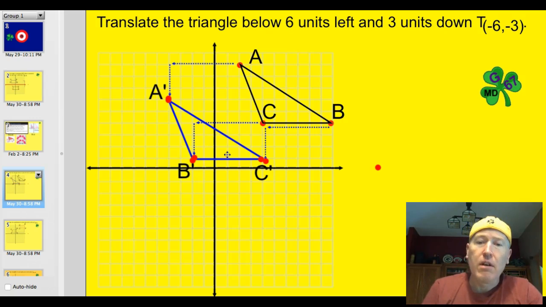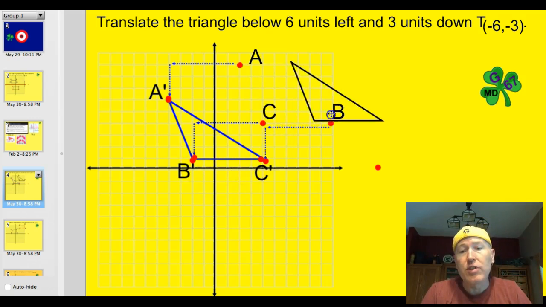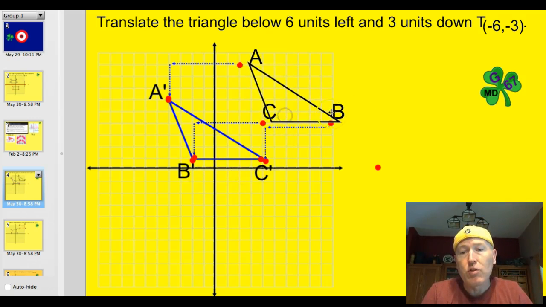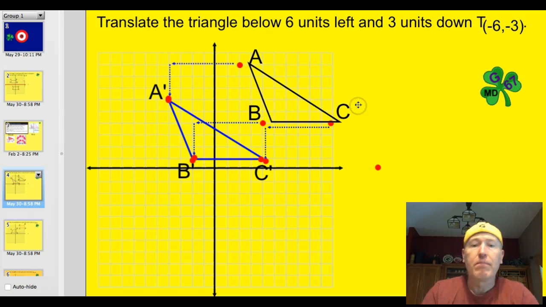There it is. We have translated A, B, C to A prime, B prime, C prime. You know what? These letters here got mixed up, didn't they? Sorry about that. I think I can fix that. There we go. All right, let's move on.